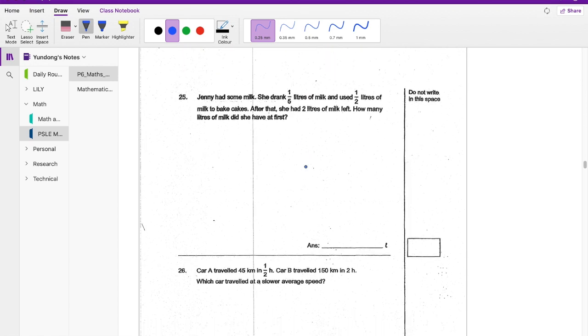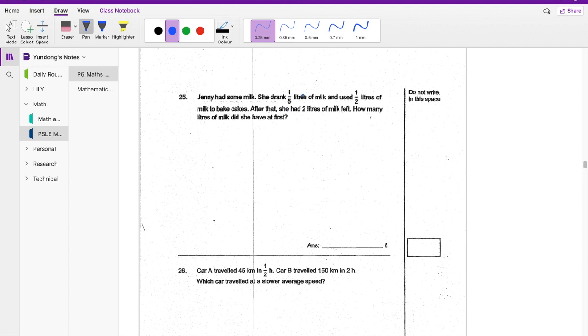Okay, for the 25th, Jenny has some milk. She drank 1/5 liter of milk and used 1/2 liter of the milk to bake a cake. After that, she had 2 liters of milk left. How many liters of milk did she have at first?